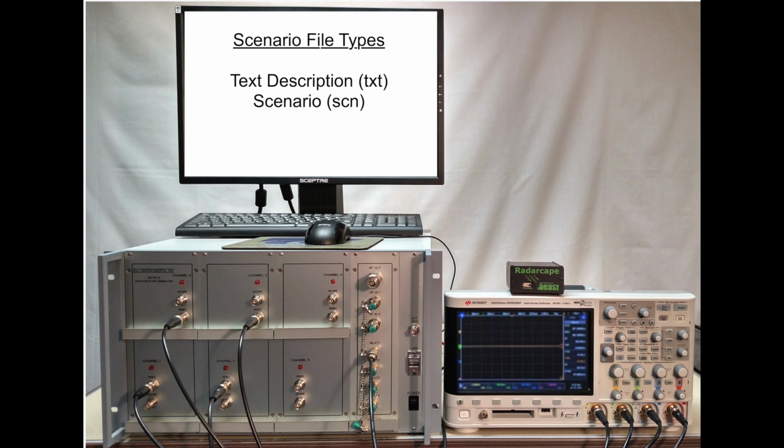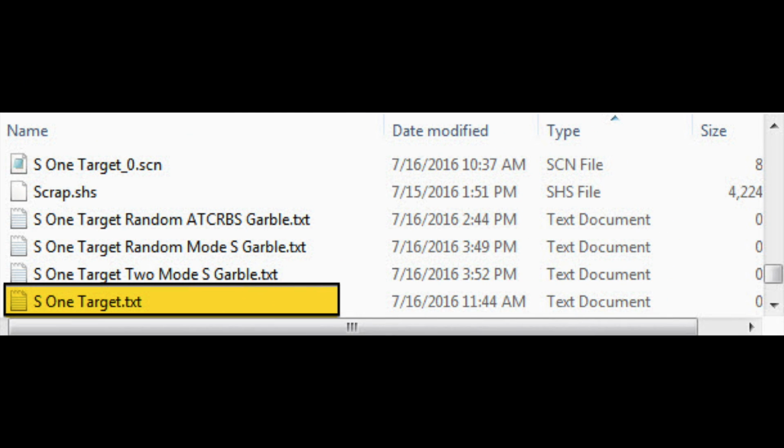When a compiled scenario is saved, three types of files are created. The first is a text file. In the previous video, we chose to name the scenario S1 target. I was prompted to enter a brief description of the scenario, which is stored in this file.